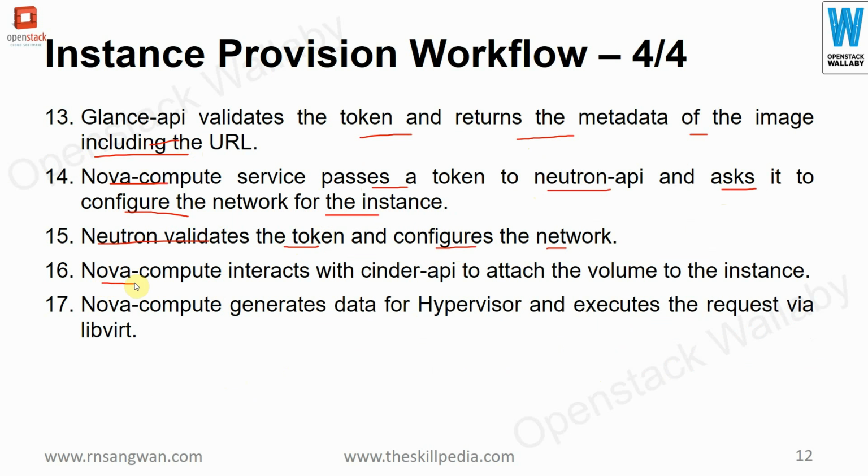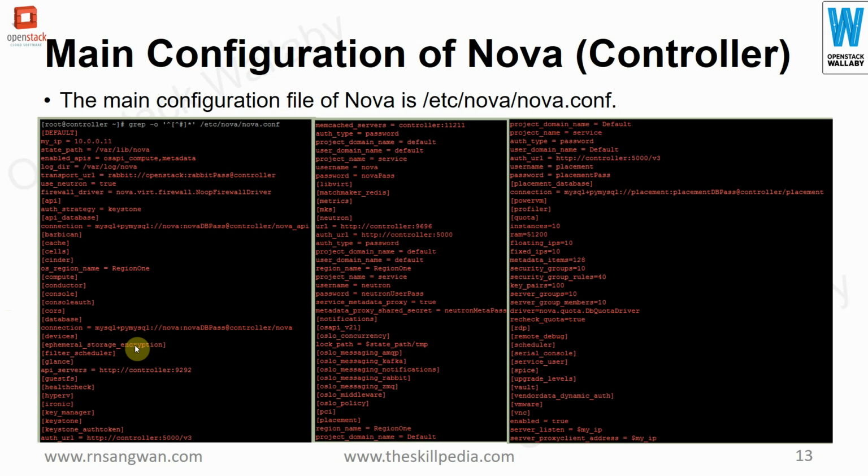Then step number 16, Nova Compute interacts with the Cinder API to attach the volume which is required for the instance. Then step number 17, Nova Compute generates data for the hypervisor and executes the request via libvirt. This is the complete workflow for launching an instance through Nova Compute, and how the request travels from Keystone to Compute. This is the configuration file, that is the nova.conf file.